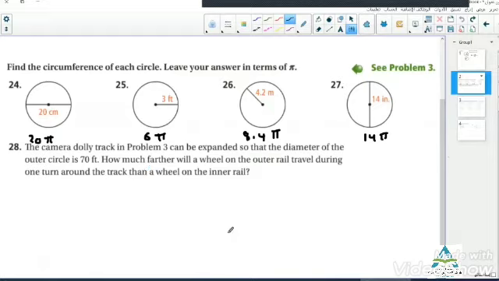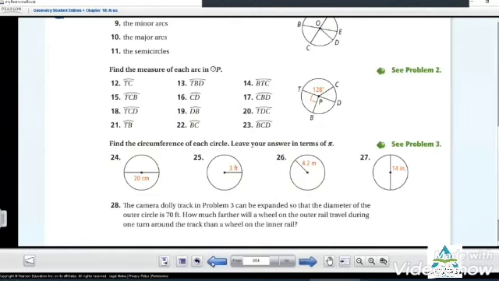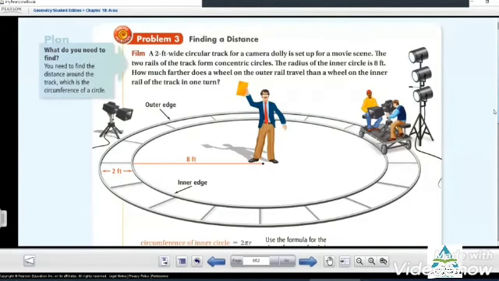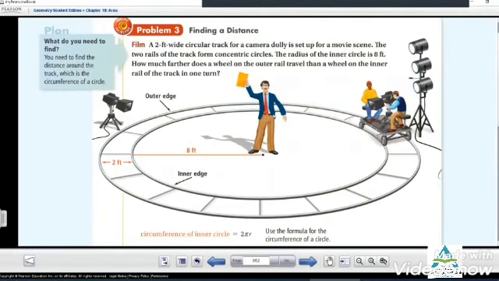I need you to go to your book. He's talking about a problem here. Can you see this problem, Ahmed? In this problem, we have a camera dolly. The camera dolly here, the two people. So I have two circles here, and these two circles have the same center. This one, the inner track and the outer one.